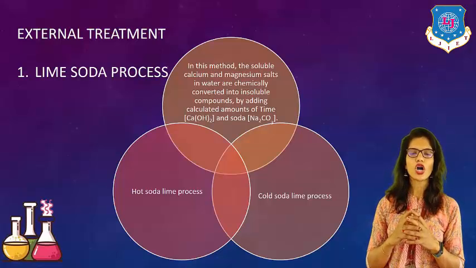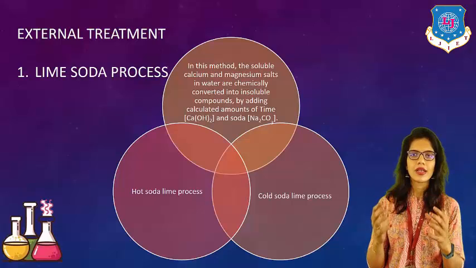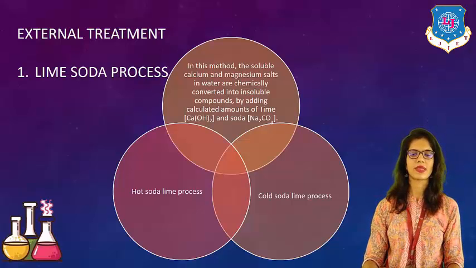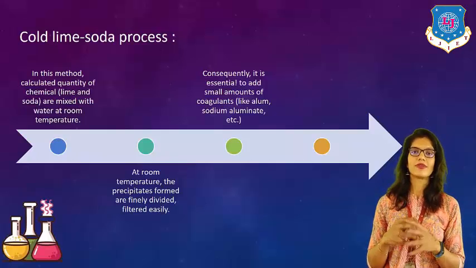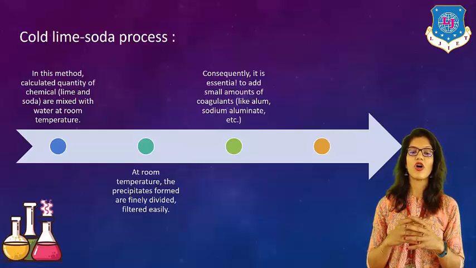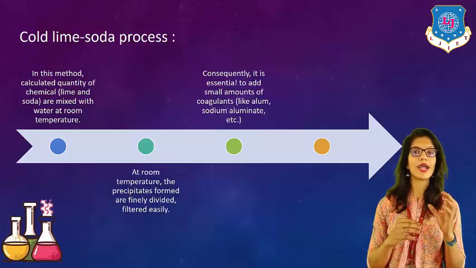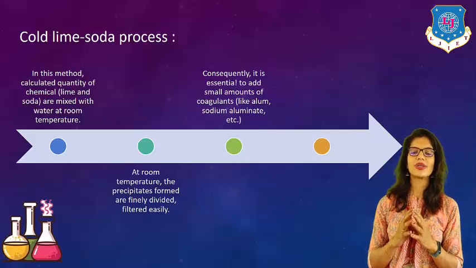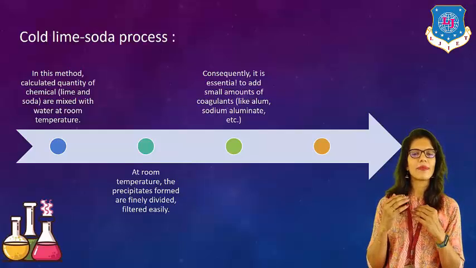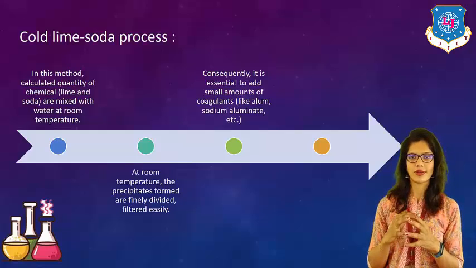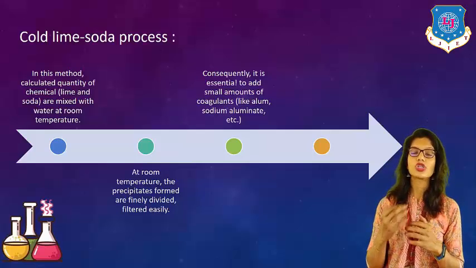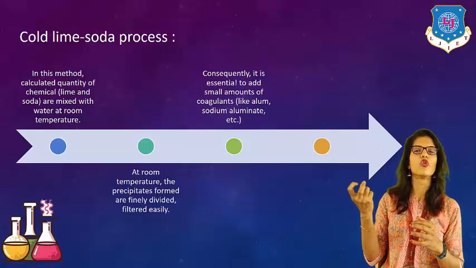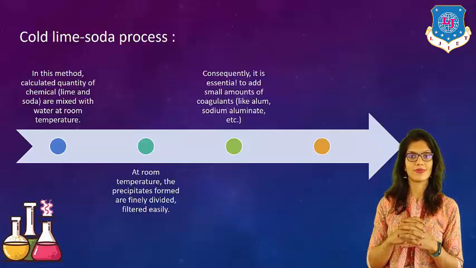Two types are there: hot lime soda process, and second one, cold lime soda process. Let's move on to the first one, which is known as cold lime soda process. In this method, a calculated quantity of lime and soda are mixed with the water at room temperature. We will not raise any kind of temperature here. At room temperature, they form precipitates which can be easily filtered off from the water. Consequently, it is essential to add a small amount of coagulants like alum or sodium aluminate in order to easily remove the hardness from the water.